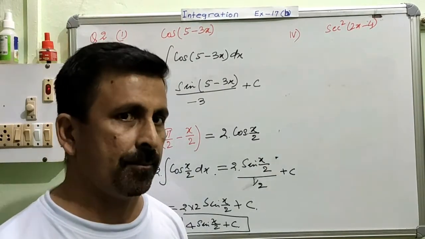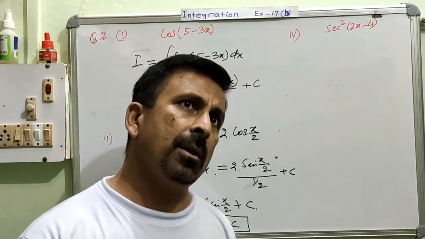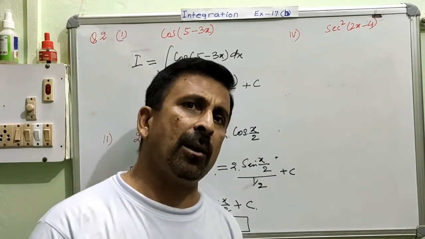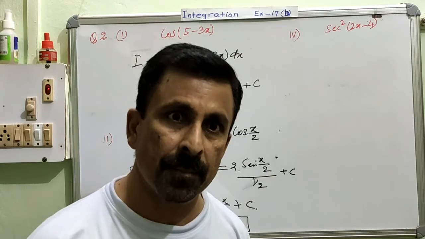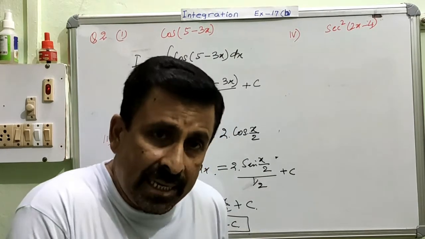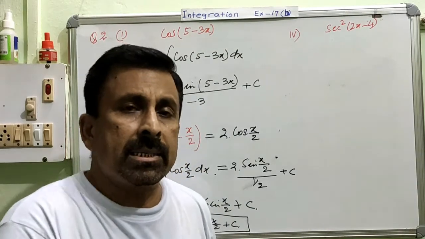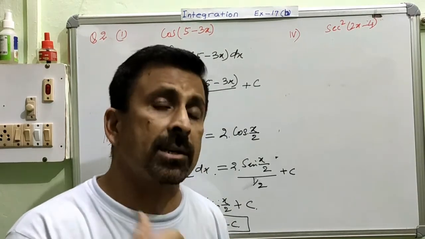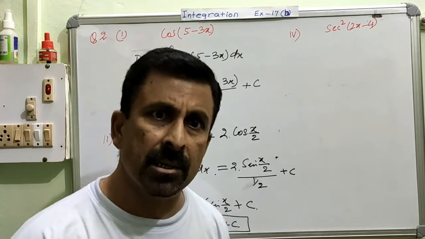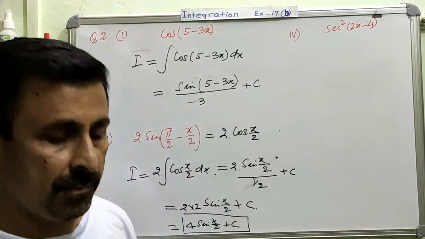So sec square x. Now, sec square x is the child of which trigonometric function? Is sec square x the answer, the derivative, of any trigonometric function? If you get the answer, you can go ahead.